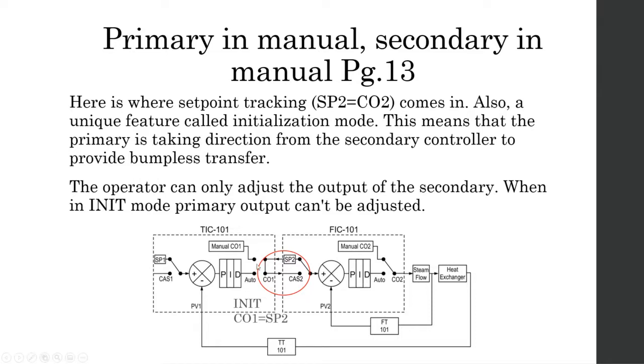So here we go. You can see manual is selected here, and the signal is just going back in here. So we're initialized. The controller output of 1 is equal to set point 2. They're the exact same signal. If we were to switch one of these back to the other one here, that signal would be equal and we wouldn't have any problems.